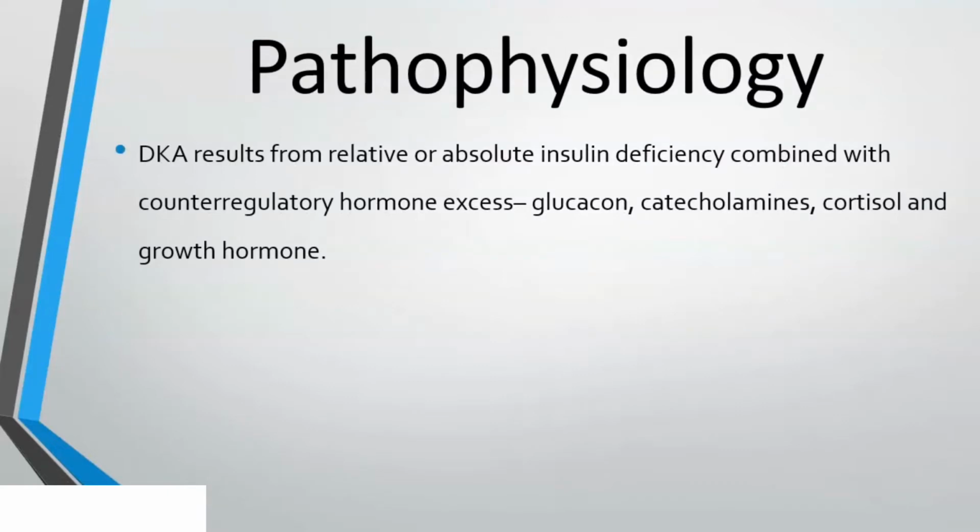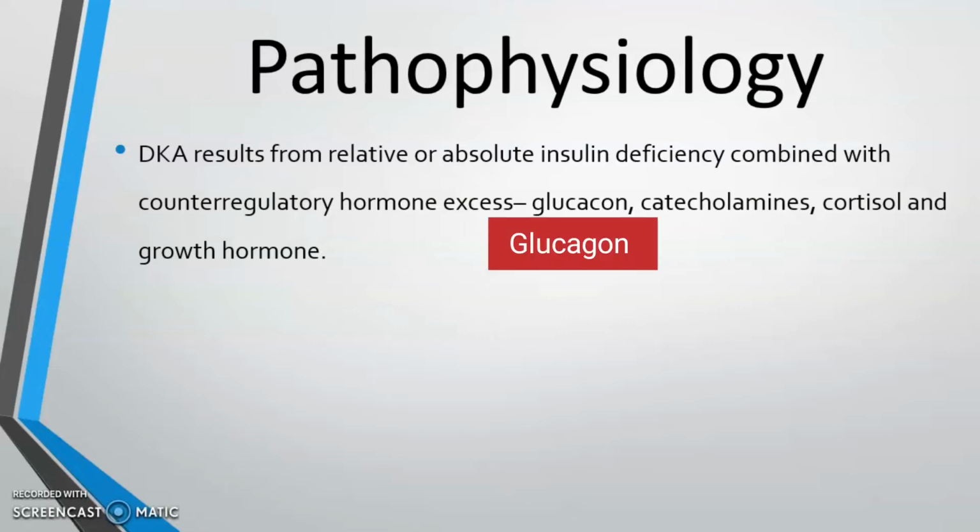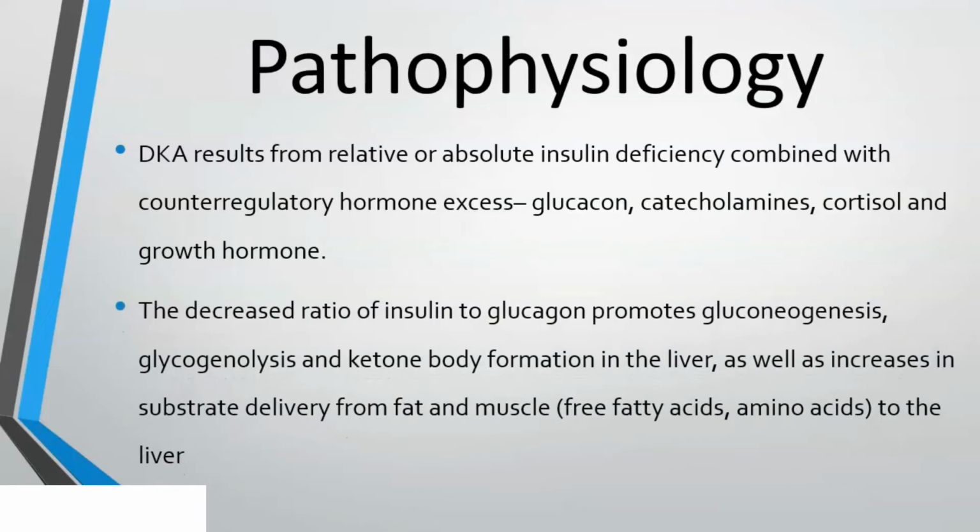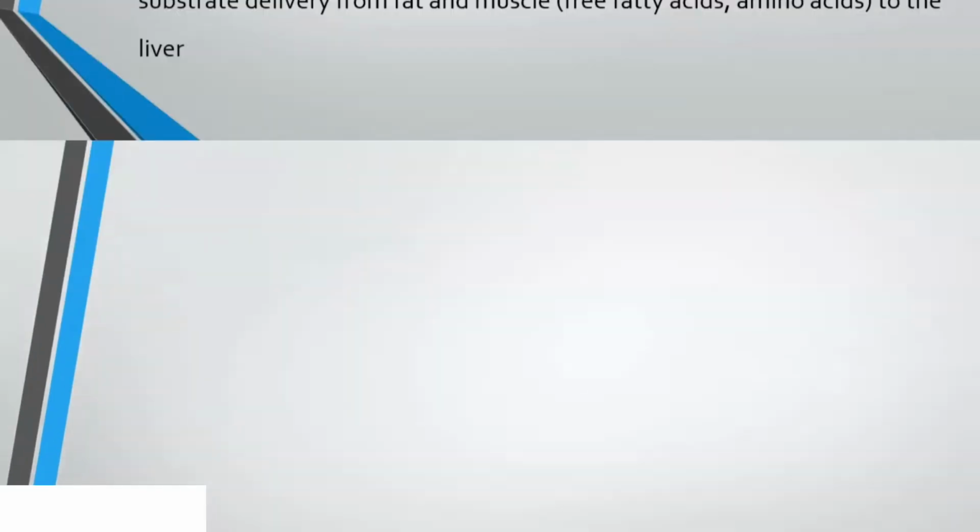What is the pathophysiology? DKA results from relative or absolute insulin deficiency combined with counter-regulatory hormone excess. And these counter-regulatory hormones are the glucagon, catecholamines, cortisol, and the growth hormone. The decreased ratio of insulin to glucagon promotes gluconeogenesis, glycogenolysis, and ketone body formation in the liver, as well as increases in substrate delivery from fat and muscle. And these substrates are the free fatty acids, the amino acids. It increases its delivery to the liver.